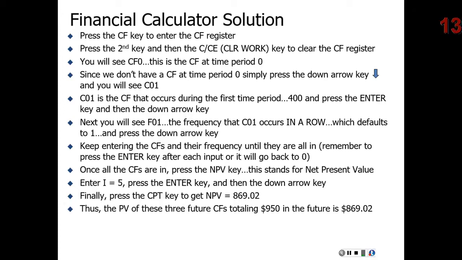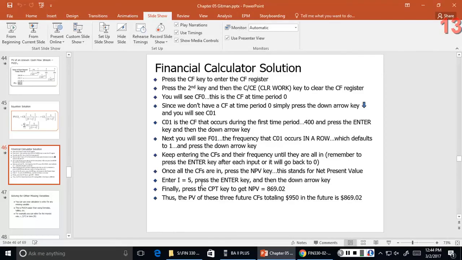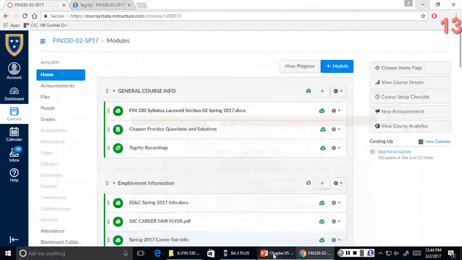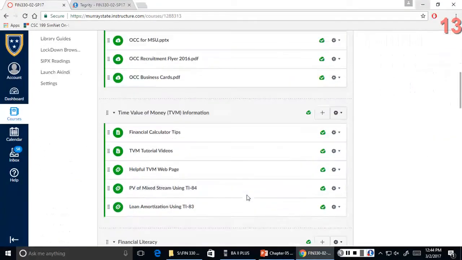If you're using one of the other calculators, let me pull this back up really quickly. Okay, here we go. Perfect timing. Present value of a mixed stream. If you have a chance to take a look at this, and I'll pull this up in just a second if you need to, but you probably can pull it up on your phone and look at the steps. This should walk you through it. It's just a little bit different than what we're going to be doing with the calculator.